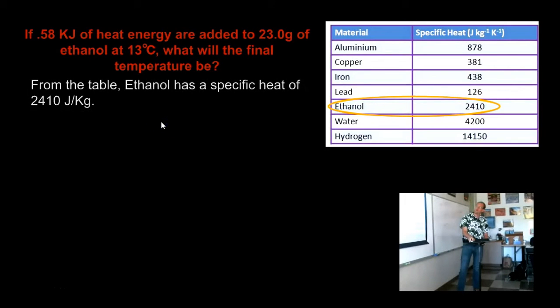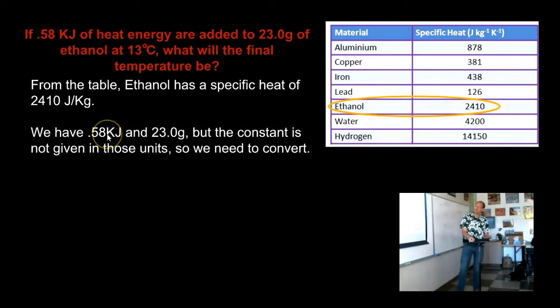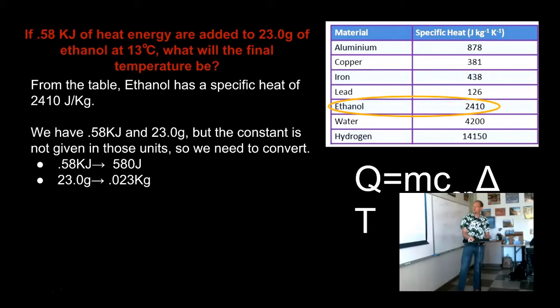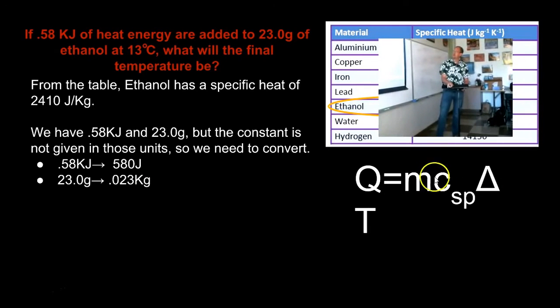So let's do this math. Ethanol has a specific heat of 2410 joules per kilogram Kelvin. We have 0.58 kilojoules and 23 grams, but the constant is not given in those units. We need to do a little conversion. So 0.58 kilojoules is 580 joules. 23 grams is 0.023 kilograms. Okay. Now I can use my formula, and I've got my table out of the way.